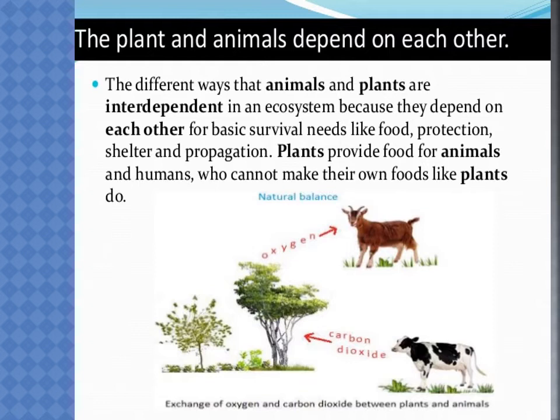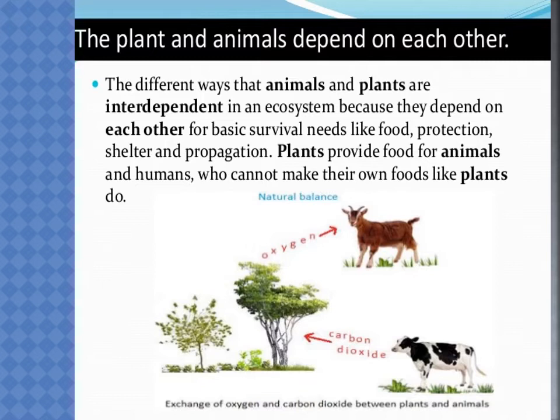So next one, the carbon dioxide produced by animals. Carbon dioxide produced by animals during respiration is taken up by plants to carry out photosynthesis. During respiration, carbon dioxide goes out. Plants take that carbon dioxide and give oxygen for us. That is very important, it maintains the environment.